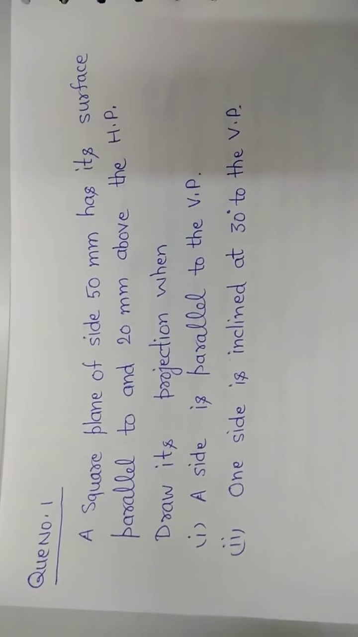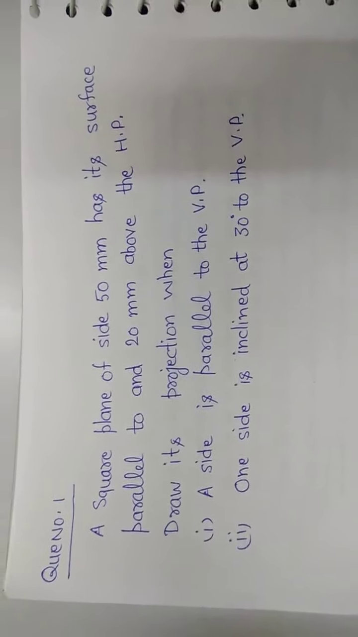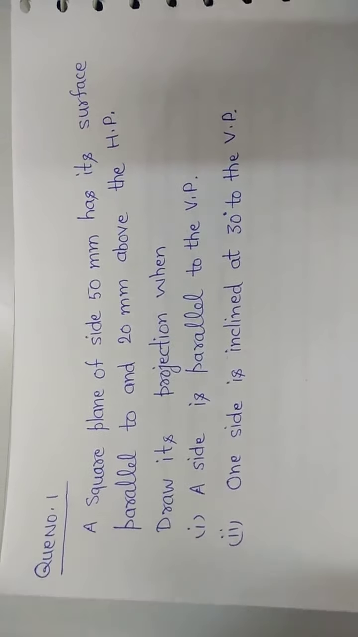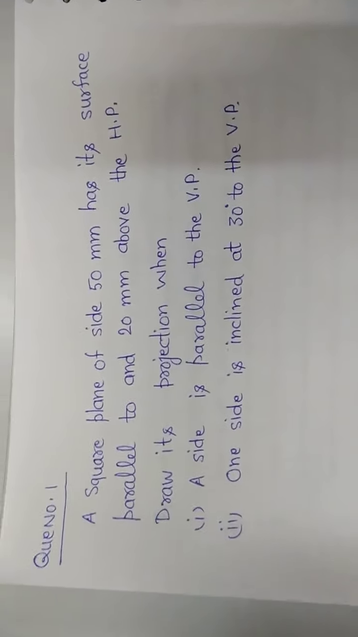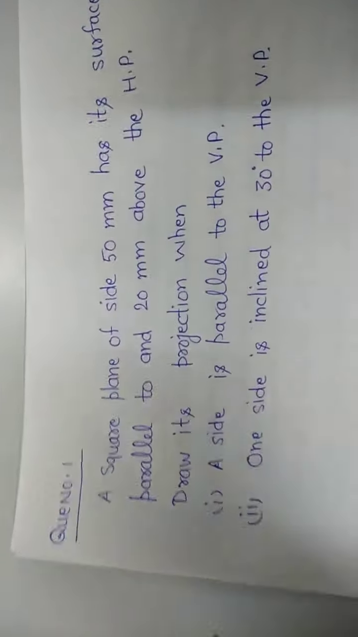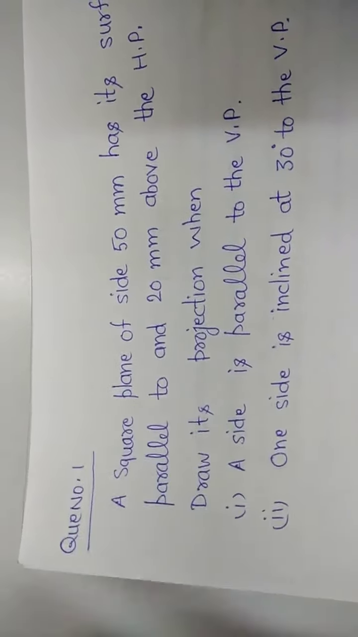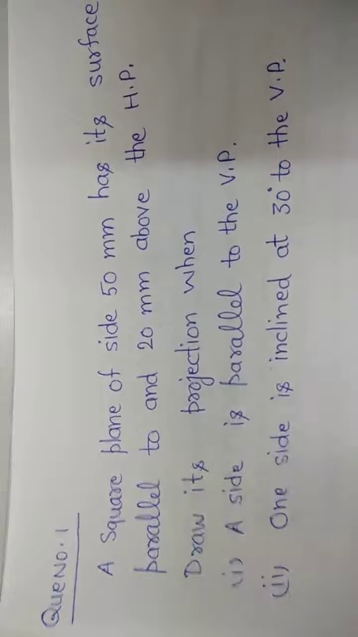Okay, so in this sheet number 4, what we are doing is we are taking certain planes and keeping them parallel to either the vertical plane or the horizontal plane. And when we go to the next sheet, we will try to incline one of the planes with the vertical plane or horizontal plane, and we will try to find out how the projection looks. So what does this question say?